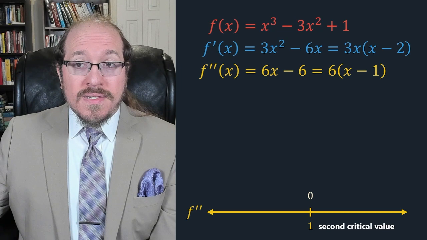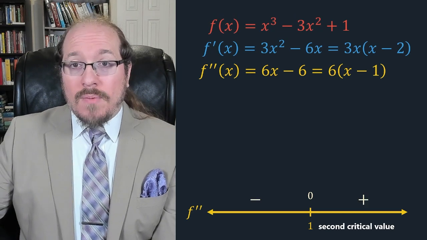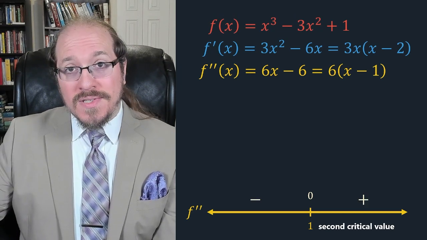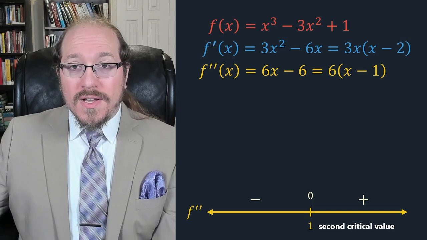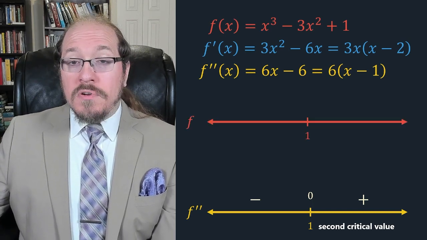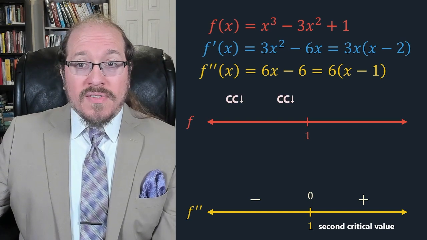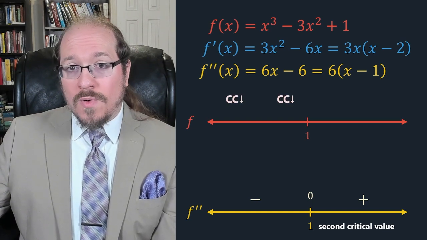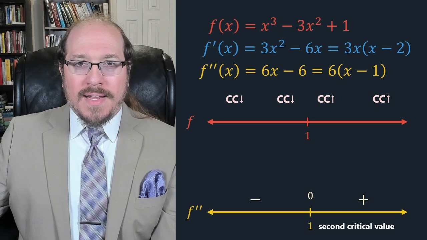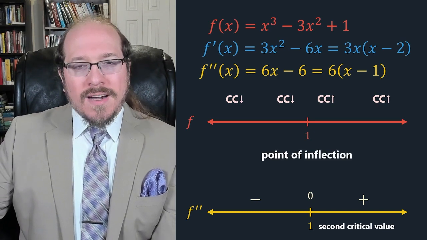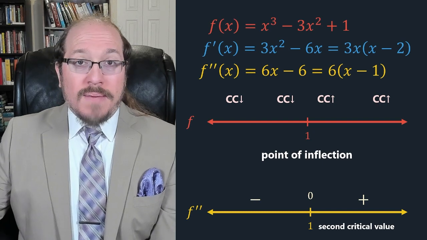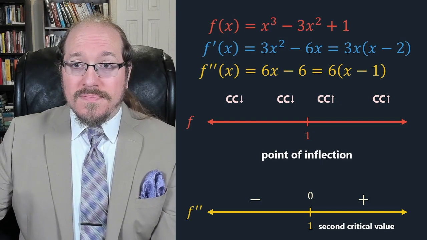Then, by similar reasoning to what we did before, f double prime is negative when x is less than 1, and positive when x is greater than 1. So to sum things up, as we move left to right, f starts off concave down until x equals 1, and then switches to concave up. By the way, that point at which f switches concavity is often called a point of inflection.